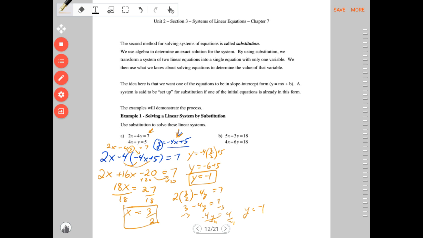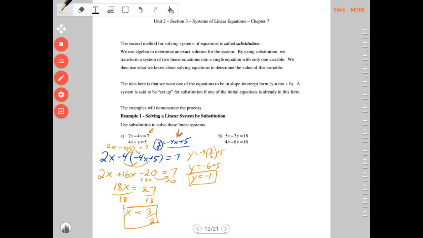So again, doesn't really matter. Just go ahead and put one in. You never have to do it twice. And I'm actually going to erase this part because I'm getting into my space for the next question. Either way, the answer is x is 3/2, y is -1.